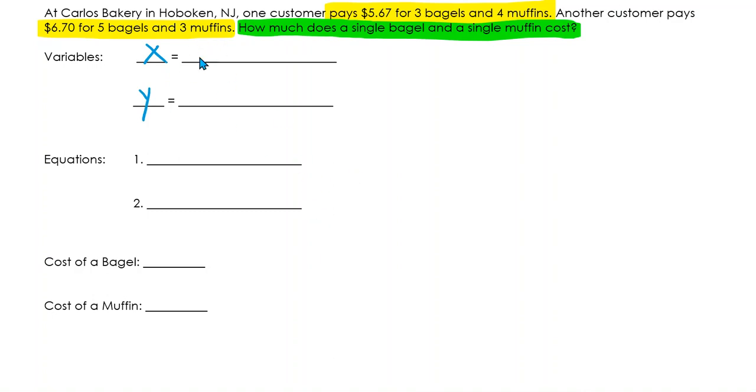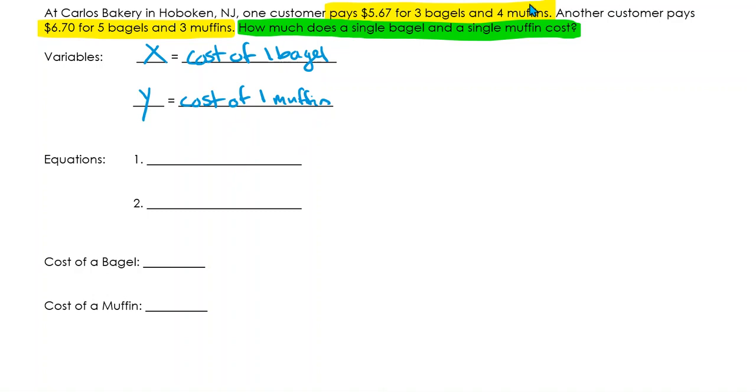I'm going to make x the cost of 1 bagel, and I'm going to make y the cost of 1 muffin. You could flip these if you want. It's totally up to you. Your equations will just look a little different. But again, as long as you follow everything through, you'll be good to go.